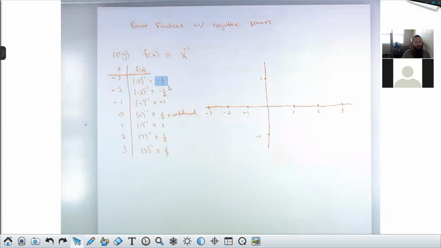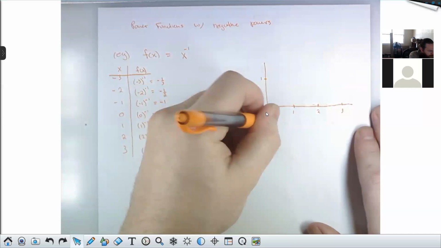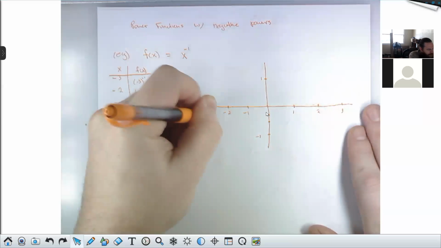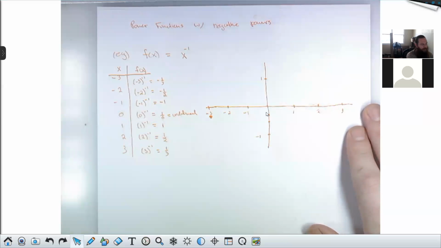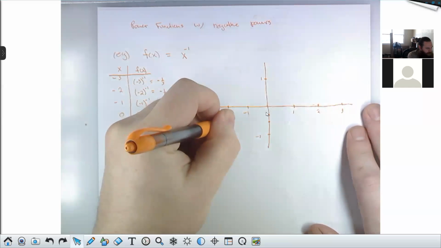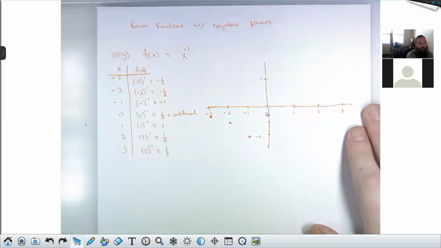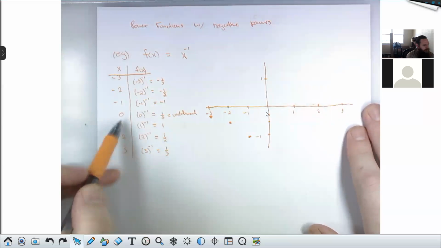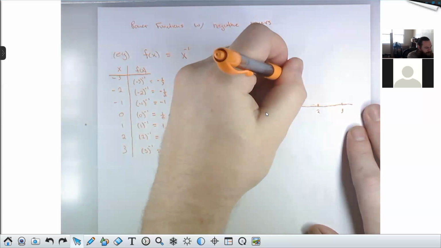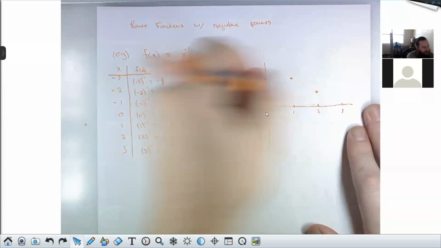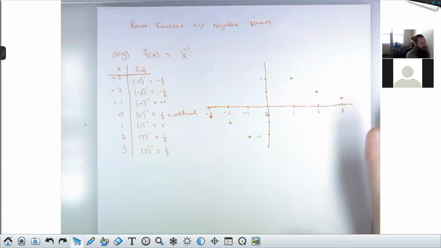So if I start over here, when x is negative 3, the output is negative 1/3. Well, negative 1/3, this would be like negative 1/2. Negative 1/3 is going to be like right here. So here's the point, negative 3 comma negative 1/3. Then I've got negative 2 comma negative 1/2. And then negative 1 comma negative 1. 0 was undefined. And then 1 comma 1. 2 comma 1/2. And 3 comma 1/3. That looks like this.